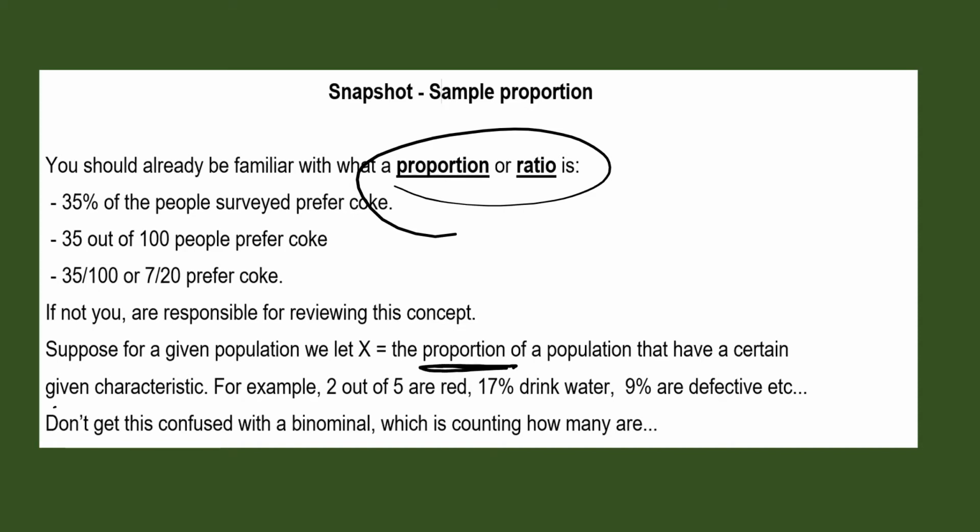Now, suppose you have a population and we let X represent the proportion of the population that has a certain characteristic. Okay, that is before, remember we looked at binomial, we said how many people preferred Coke. 3 preferred Coke, 4 preferred Coke. Now we're looking at a proportion, a percentage of the population. 2 out of 5 are red, 17% drink water, 9% are defective. We're not asking how many, we are asking what proportion. So don't get this confused with a binomial, which is counting how many there are.